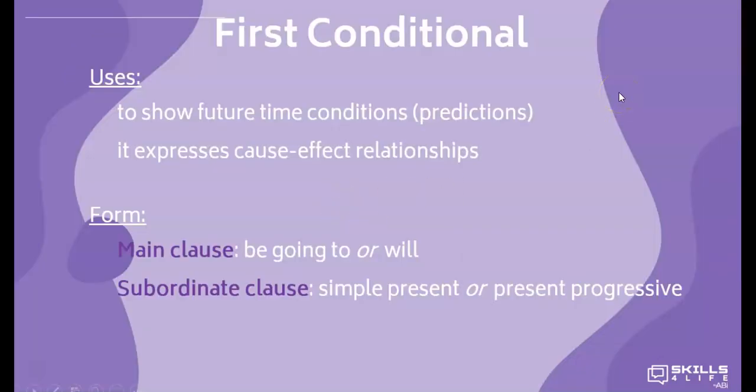The first conditional. We use the first conditional to show future time conditions or prediction. It also expresses cause-effect relationships. We form the first conditional by using the future tenses be going to or will in the main clause and the simple present or present progressive in the subordinate clause.